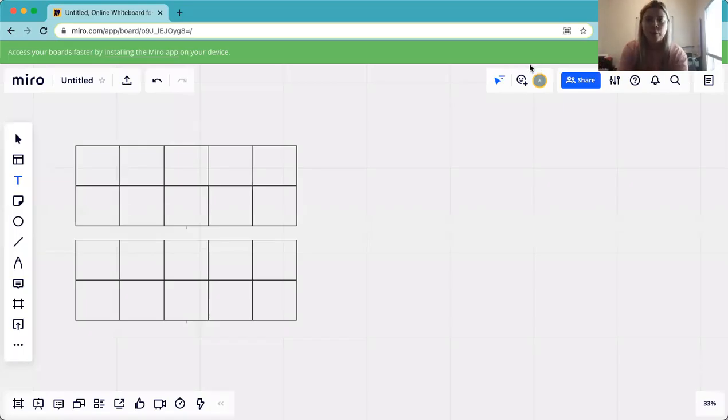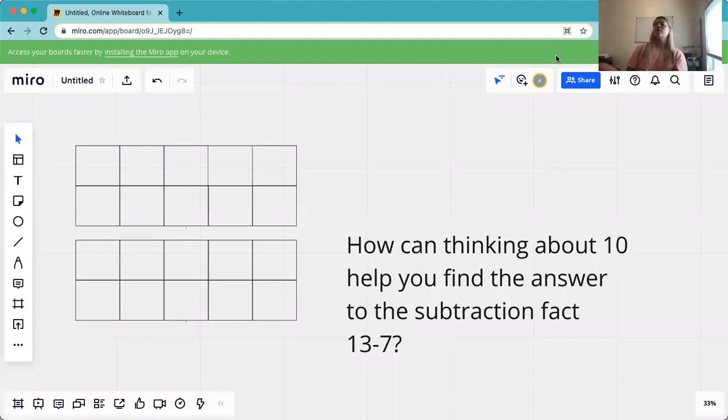First grade. So today we're going to go ahead and make 10 to subtract. I'm going to put a problem up here, and I'm first going to show you how to do this, and then we will do it together. And then I want you to try one of the problems on your own. Alrighty, so today's equation says, how can thinking about 10 help you find the answer to the subtraction fact 13 minus 7?